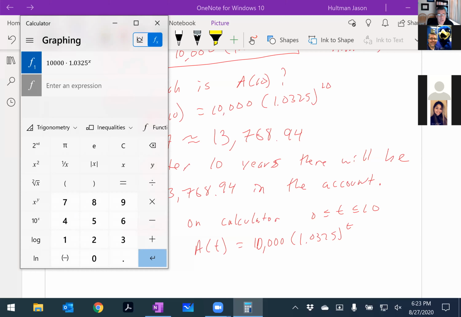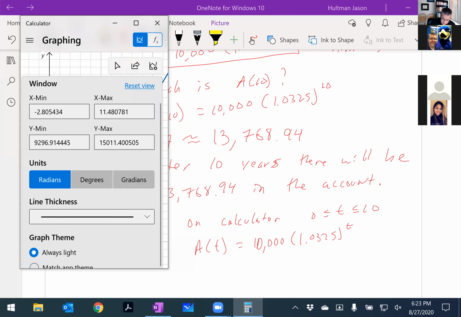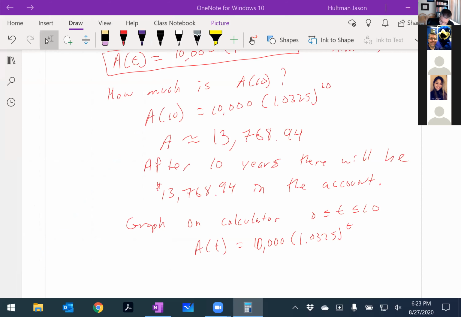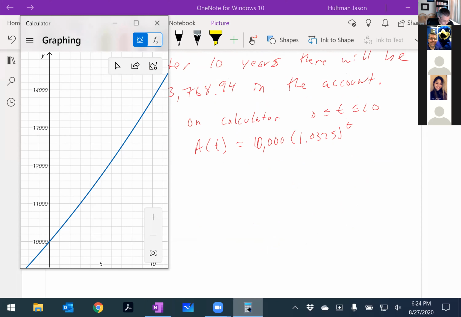And I put 10,000 times 1.0325 to the x power. Okay, so I plugged that in for the function, and then I went to the graph, and then I just changed the settings here. I went from -2 to 11, and then 10,000 to 15,000. You could just change the settings there, and that gives me this nice curve. So that's the graph.